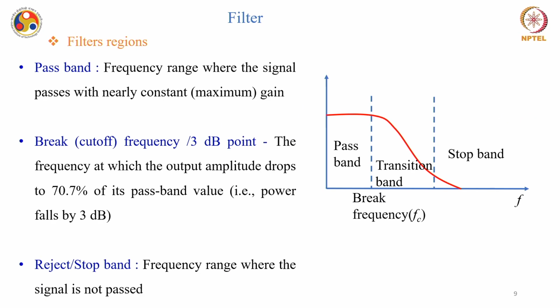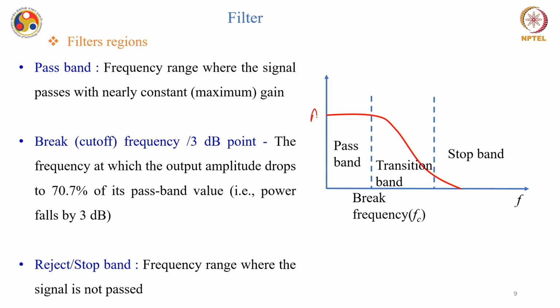If you see, there are three different regions of this filter's frequency versus gain curve. You have the pass band, which means the frequency range where the signal passes with nearly constant or at least maximum gain. You have a cutoff frequency. We will see what the cutoff frequency is for a particular kind of signal, but it is also known as the break frequency or the 3 dB point. It is the frequency at which the output amplitude drops to about 70.7, or 0.707, of its pass band value.